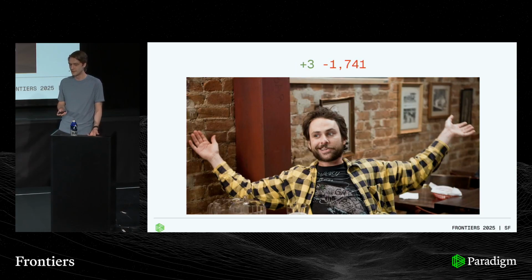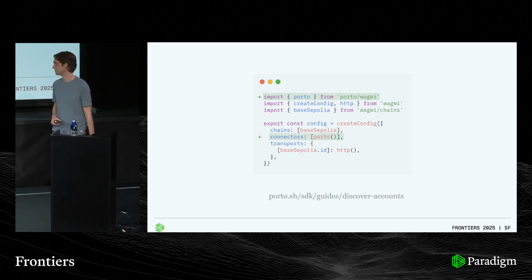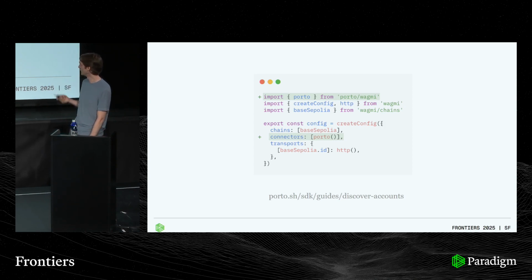But in reality, it looks more like this to use Porto. If you're using WAGMI, it's super easy. It's literally 3 lines. You're going to install the npm package, so that's like 1 line of code that ends up being in your package JSON or in your terminal. You're going to import the Porto WAGMI connector, and then you're going to add it to your connectors array. That's all you have to do to use Porto.